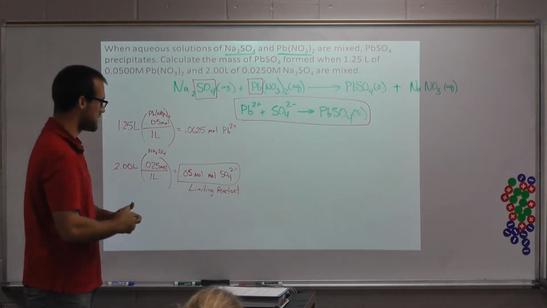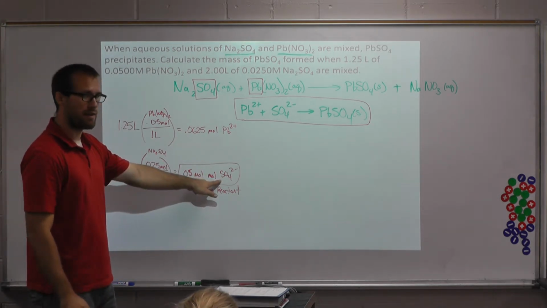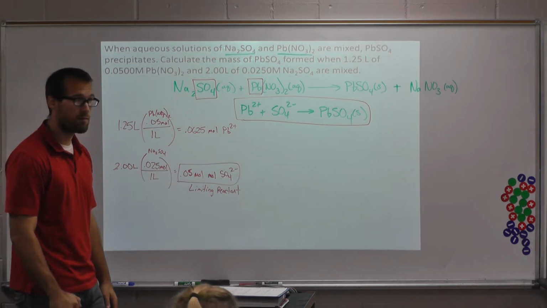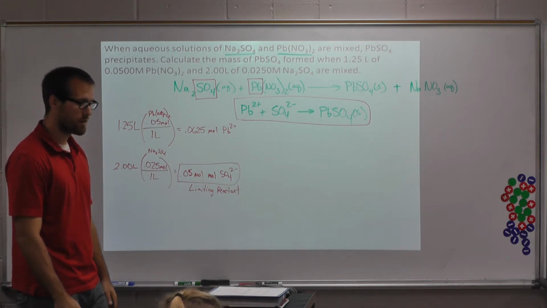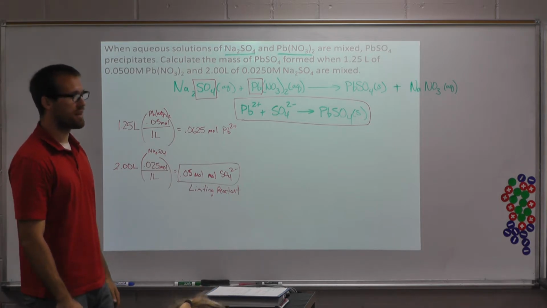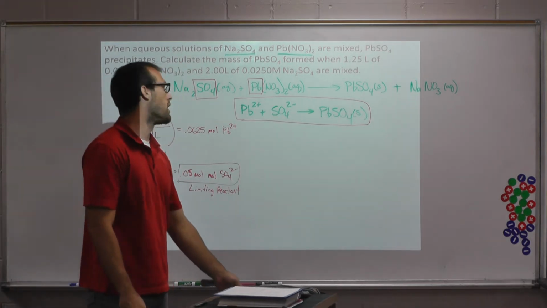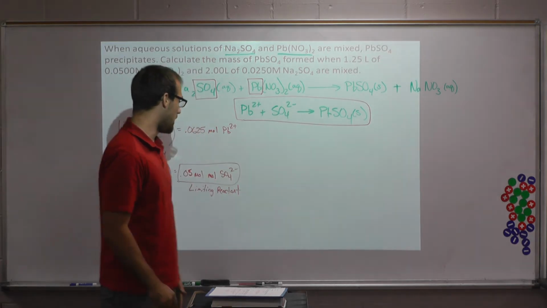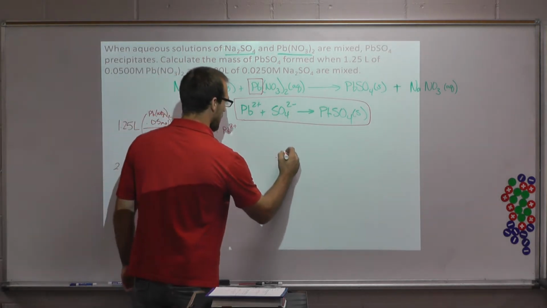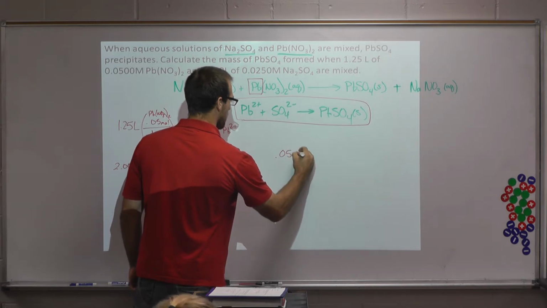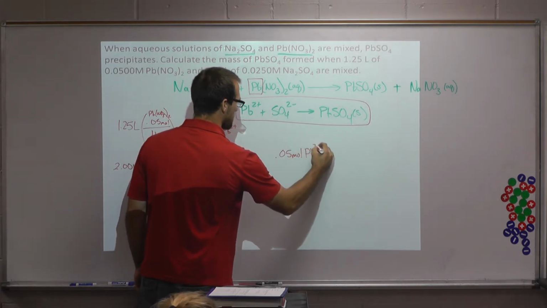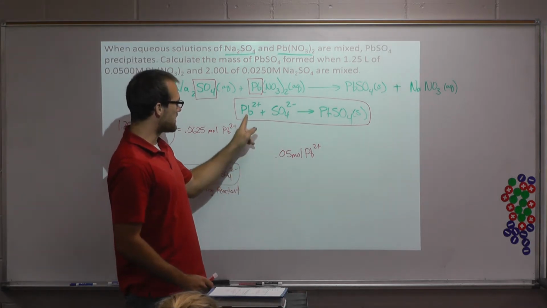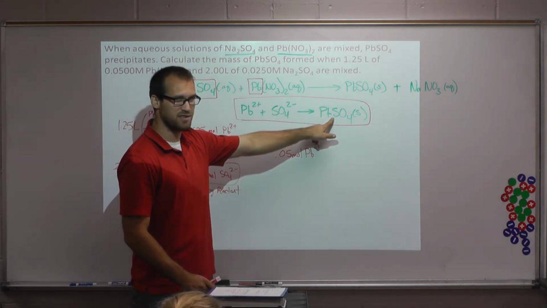Which means all of this will get reacted, but there'll be some lead ions left in solution, won't there? Okay? Now that's not technically what they asked for. They didn't ask for excess. They wanted to know how much mass of this I would have. Well, I know that 0.05 moles of lead is going to be what limits the reaction, but isn't that also going to be a 1 to 1 ratio to this?